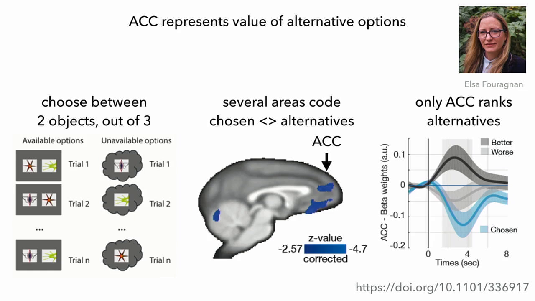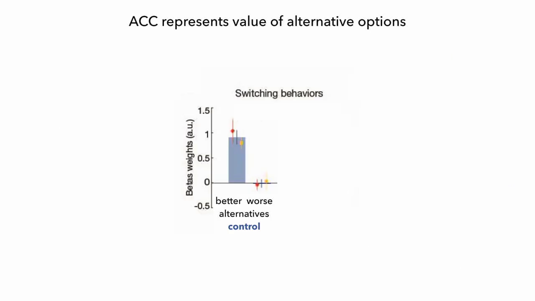Several brain regions are coding for the difference between chosen and alternative objects. But of those regions, only the ACC actually ranked the alternatives depending on their value, to a better value or a worse value. Of course, this ranking of alternatives is really important if you're going to have to choose between those alternatives at a next stage, at a later trial. That's exactly what the monkeys did, here depicted in this behavioral plot, in a control condition. Namely, they were more likely to pick the better alternative in upcoming trials.